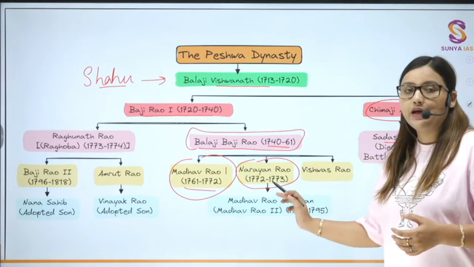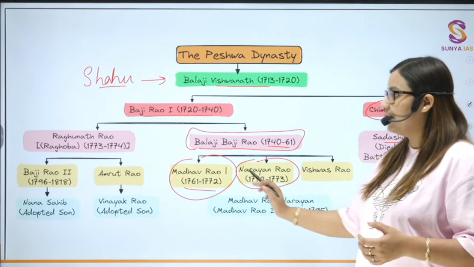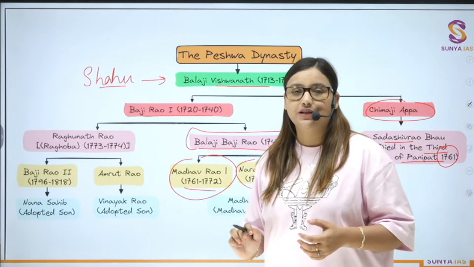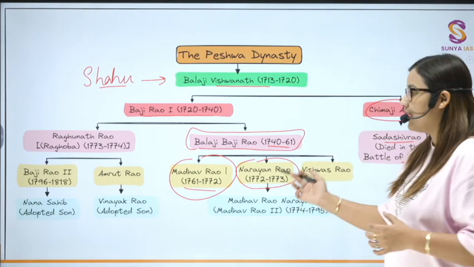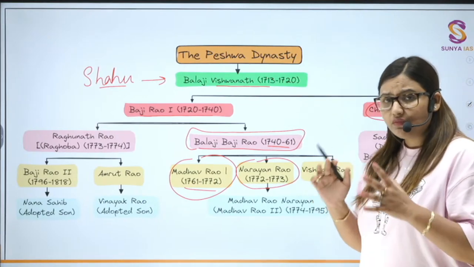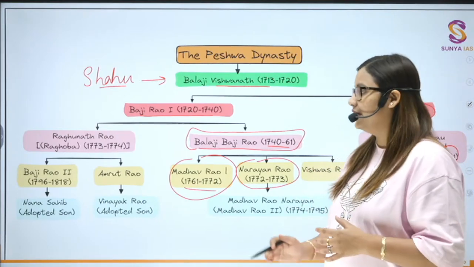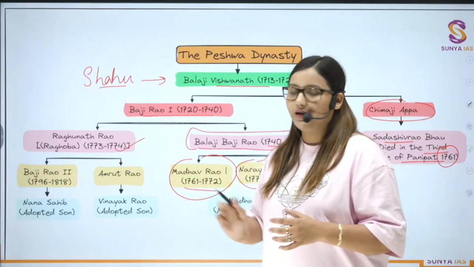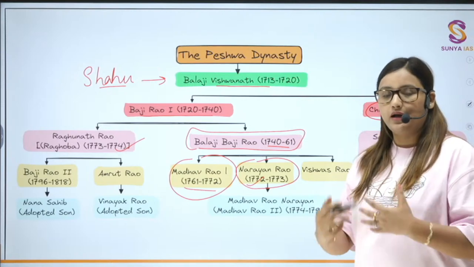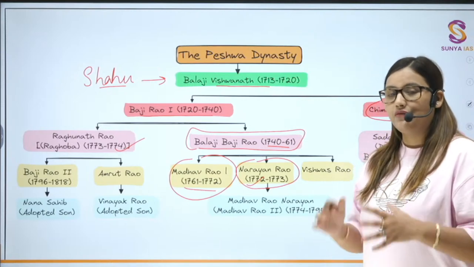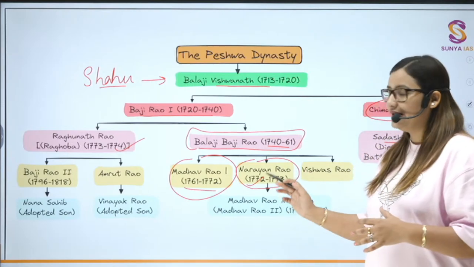But when Narayan Rao became the Peshwa, this time Raghunath Rao became very impatient, and he planned a murder of Narayan Rao. Okay, he wanted Narayan Rao to be assassinated. To kill Narayan Rao, he planned everything.